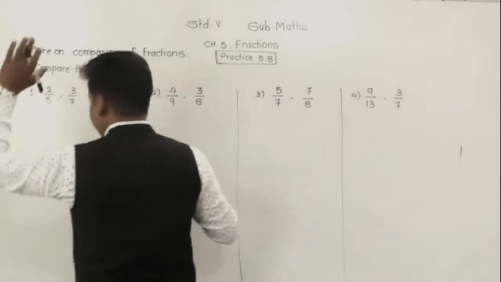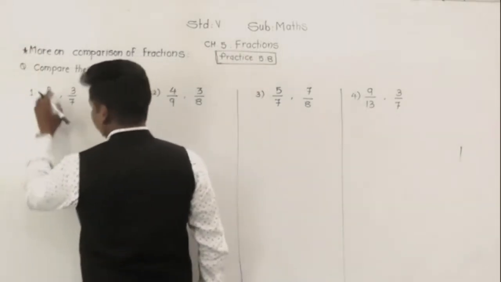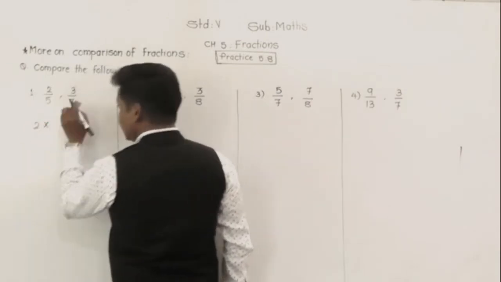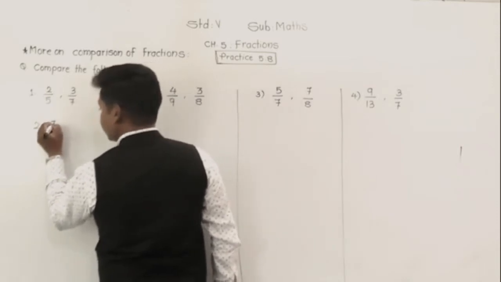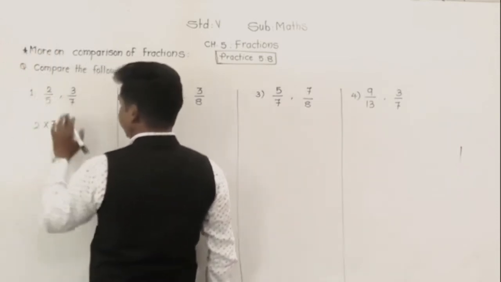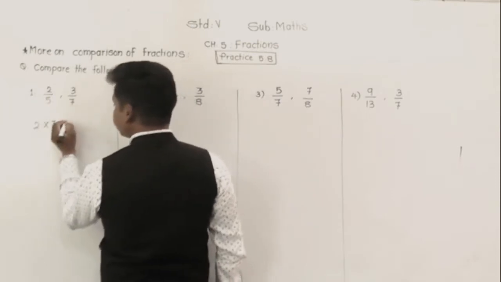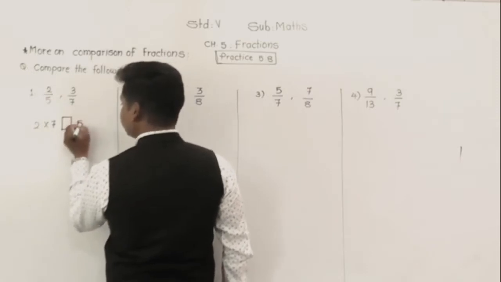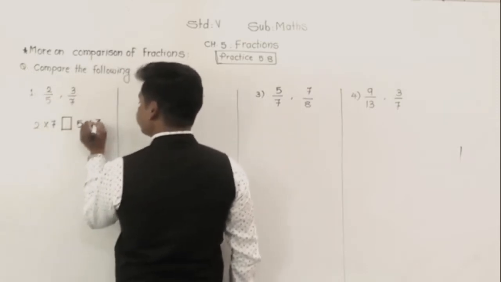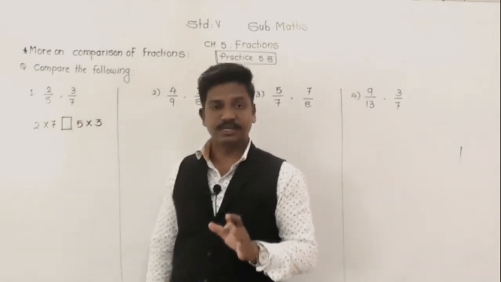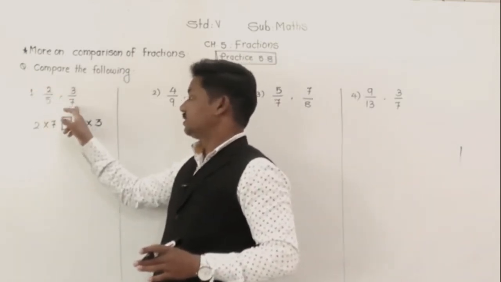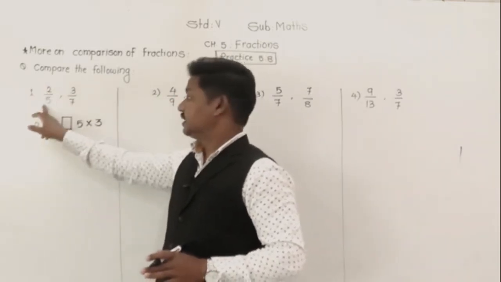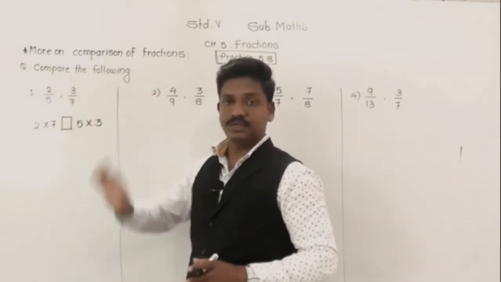Two sides are there, left hand side and right hand side. On the left hand side, take the numerator of the first fraction, that is 2, multiply with the denominator of the second fraction. And the denominator of the first fraction, I'll put a box here, multiply with the numerator of the second fraction. Understood this step? Cross multiplication method.